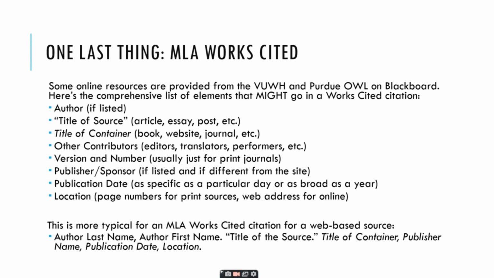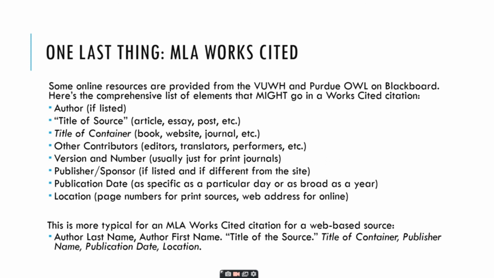Then you have what MLA calls the title of the container, which would be the book, the website, the journal, and that's always italicized. The title of the article or whatever is always quoted. Then any other contributors, if present, so that would be editors or translators, performers, sometimes narrators if it's a documentary. Version and number is usually just for print journals. Most of you are probably going to stay away from those print sources, at least that's how it has gone in the past. The publisher and sponsor, that's only if they're listed and only if they're different from the site or the organization that's a part of the container.